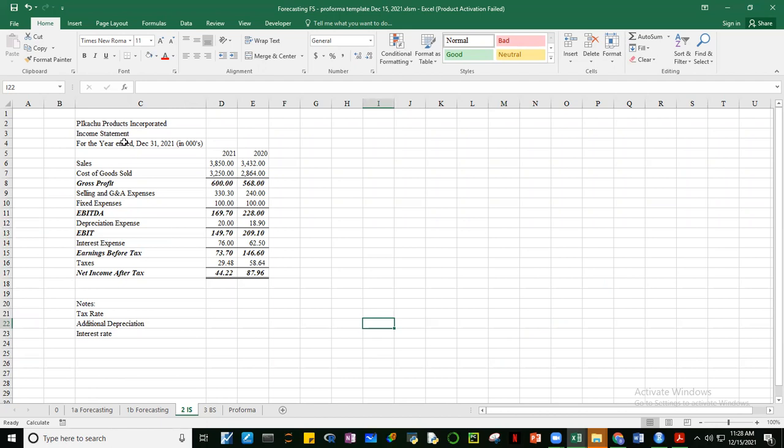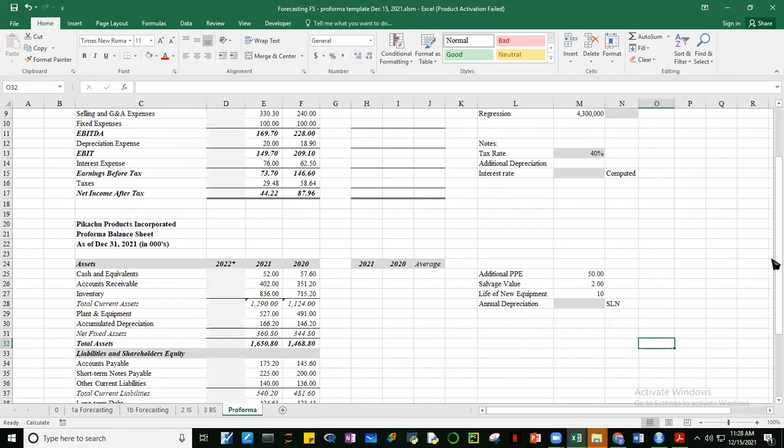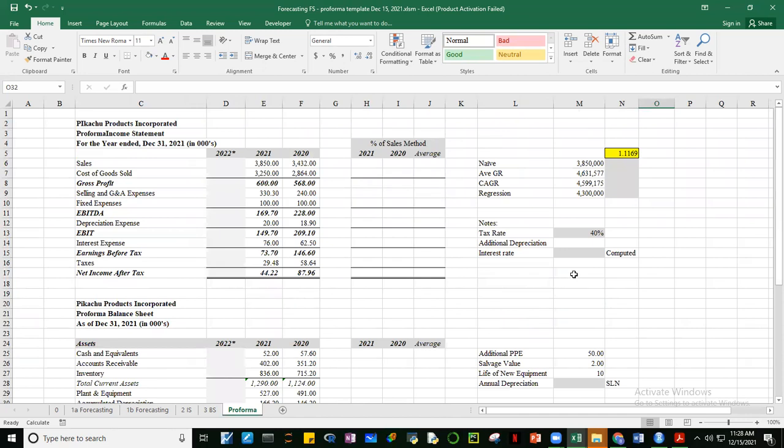So ito, given tayo ng income statement ni Pikachu for 2021 and 2020, and then the balance sheet. Tapos pinagsama ko siya dito, no? So we're going to forecast the financial statements for Pikachu in 2022. Okay, simple spelling. And then pro forma.